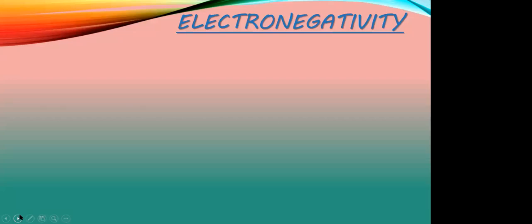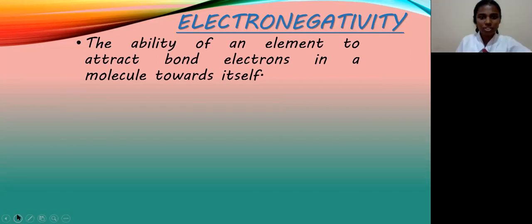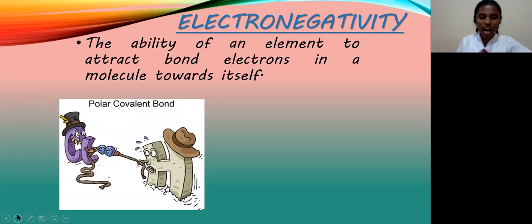It's time to talk about electronegativity. Electronegativity is the ability of an element to attract bond electrons in a molecule toward itself. Depending on electronegativity, there are two types of bonds. They are polar covalent bonds and non-polar covalent bonds.